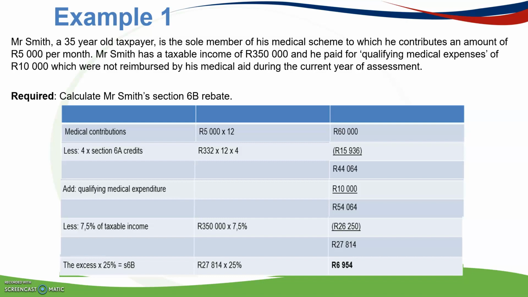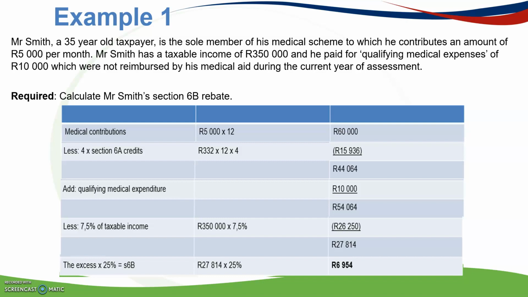So let's do a quick recap of what needs to be done where you're dealing with a taxpayer that is younger than 65 and they do not have a disability in terms of Section 6B rebates. You firstly need to look at the medical contributions that were made.